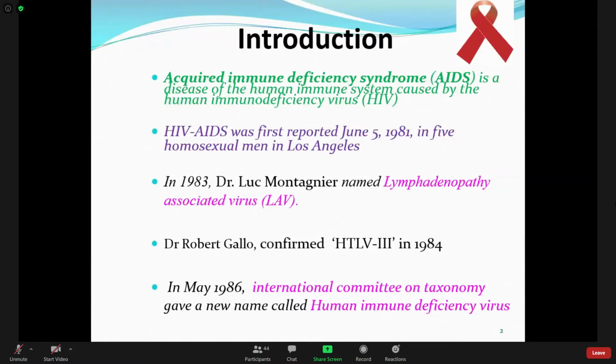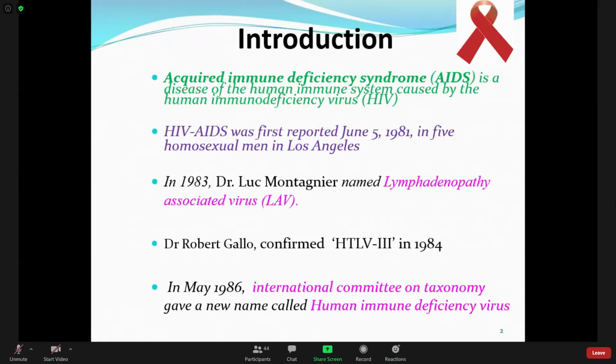Homosexual means men having sex with men. There is different terminology: MSM, men who have sex with men; lesbian, girls; heterosexual, opposite sex; homosexual, same sex. So these are the terminology. First it was identified on June 5th, 1981.